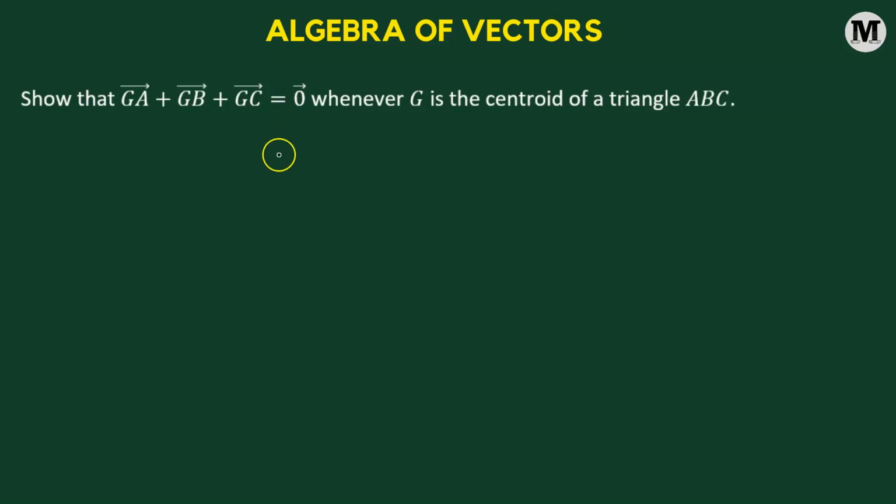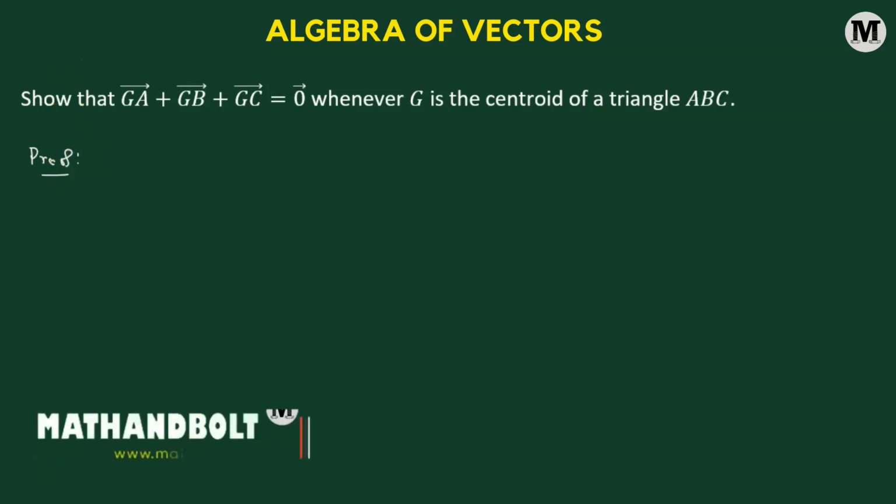Here in this problem, we need to show that the sum of these three vectors, GA vector, GB vector, and GC vector, is the zero vector whenever G is the centroid of a triangle ABC. Okay, let's begin. First, we're going to consider a triangle with vertices A, B, and C.